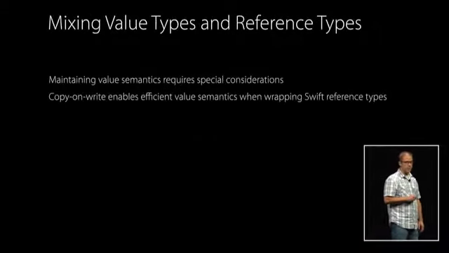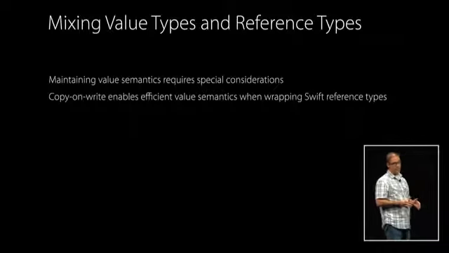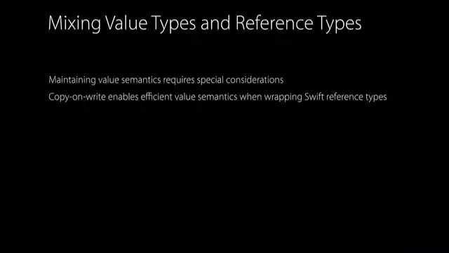So that's mixing value types and reference types. You want to make sure that you maintain value semantics despite the fact that you have these references to mutable types by using copy on write.